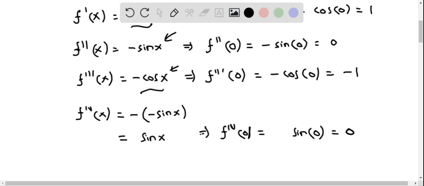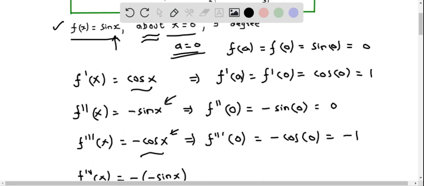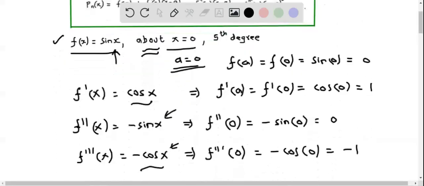We now find one more derivative, that is the fifth derivative of the function f of x. This equals, we find the derivative of sine x, which is cosine of x. This implies we can find the fifth derivative of the function at 0. So we have to replace x by 0 here. So it is cosine 0 equals 1. So we have found all the derivatives evaluated at a equal to 0.